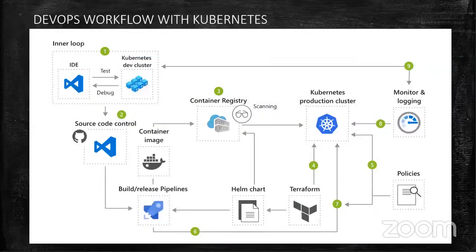So this is how my DevOps workflow with Kubernetes works. If I'm using an IDE, either Visual Studio Code or Visual Studio 2017 or 2019 plus, I can test and debug the application with the Kubernetes dev cluster. Once I'm getting my source control, I can perform other activities like Azure Container Registry (ACR) activity.